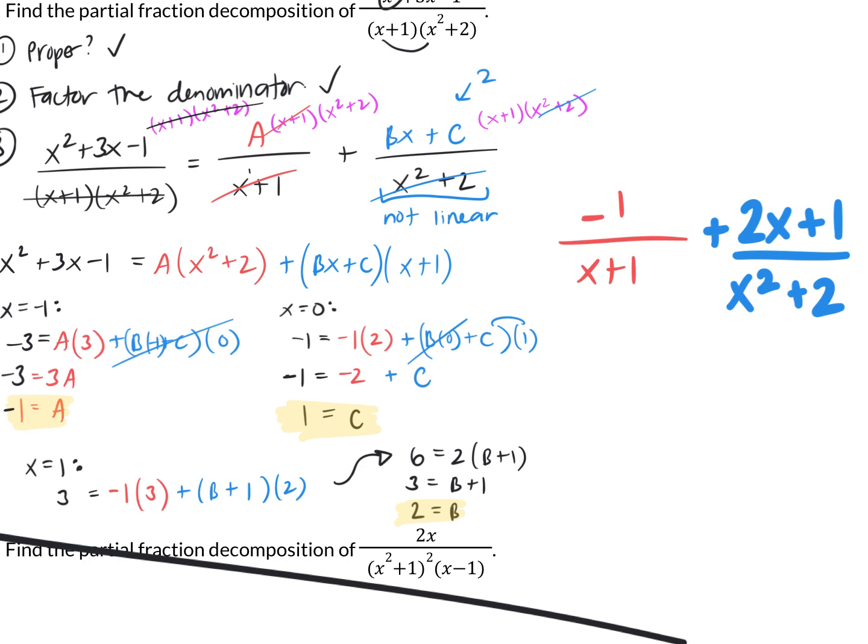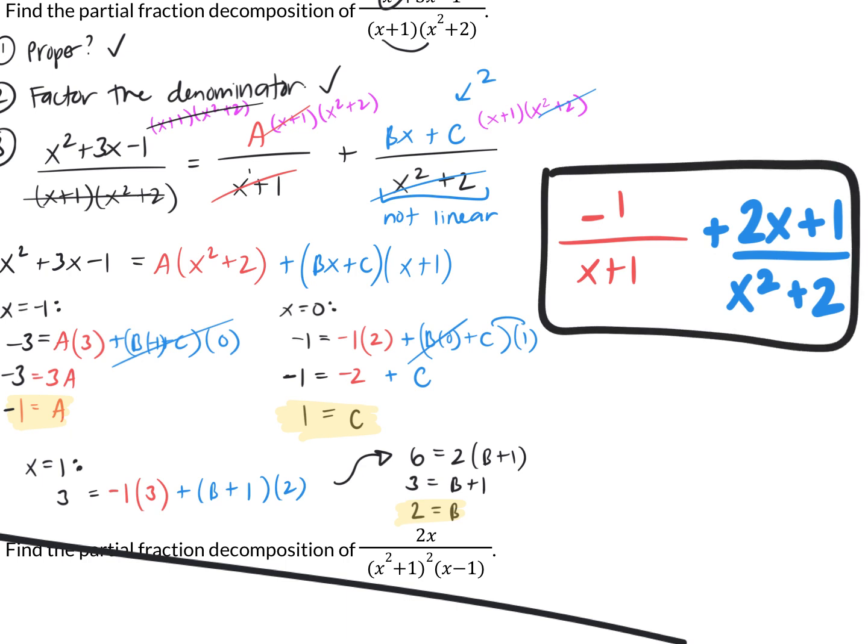Okay? And if you wanted to, on the other side, have the x, like the original problem of x squared plus 3x minus 1 over that fraction of x plus 1, x squared plus 2, you could. But this right here is your final answer. If you would combine those together, get a common denominator, you would end up getting the original problem that we started with. Okay?